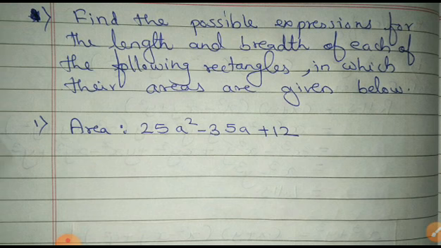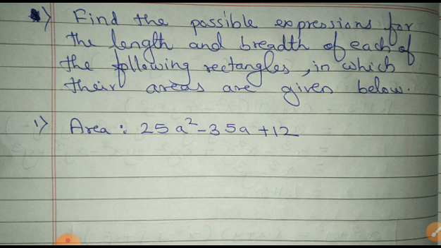Find the possible expressions for the length and breadth of each of the following rectangles in which their areas are given below. Here the area is given to you. Area is 25a square minus 35a plus 12. The area of a rectangle is given in terms of a polynomial, and I have to find the length and breadth.